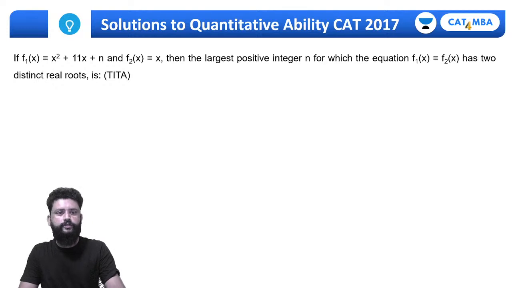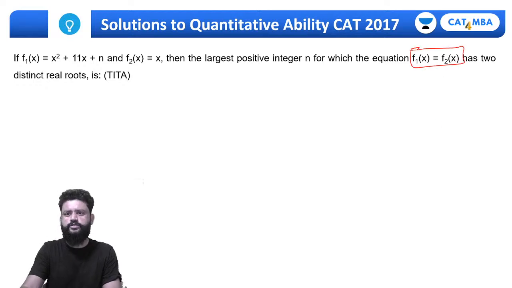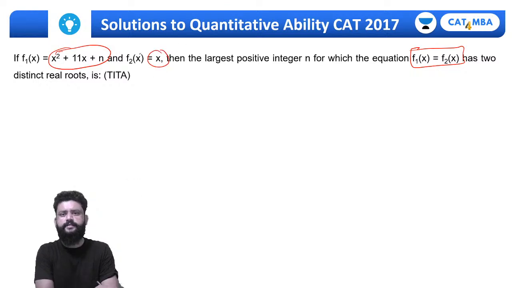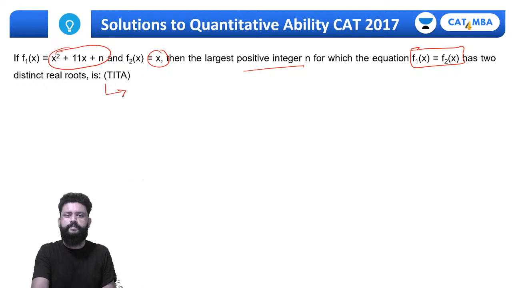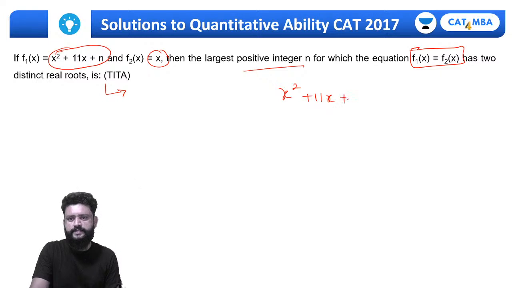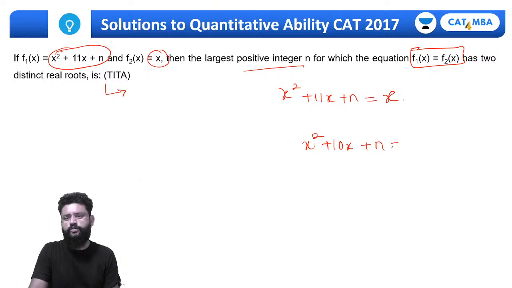So the question from functions, but not related to function, basically f1(x) f2(x) ऐसे लिखा है, बट यहाँ पे क्या दिया है कि दोनों फंक्शंस इक्वल हैं, सो सिंपली you can compare this: x square plus 11x plus n equal to x, and the largest possible value of n for which it has two distinct real roots. Again this is a question of quadratic equation, बिल्कुल easy question था ये. x square plus 11x plus n must be equal to x, so if you solve this, x square plus 10x plus n equal to 0.